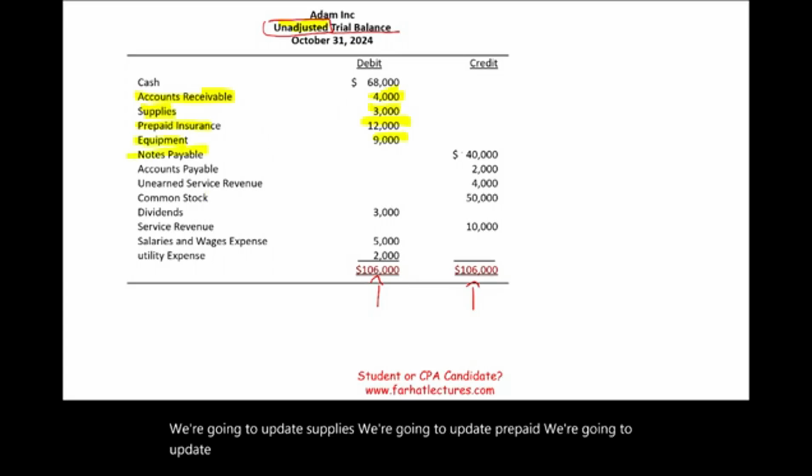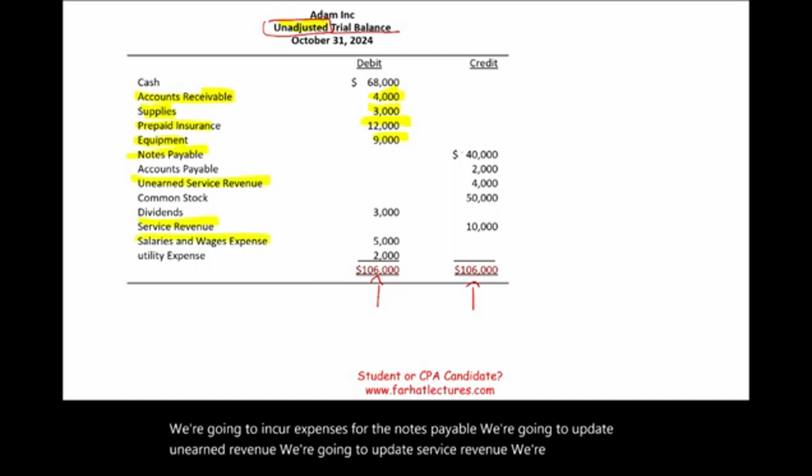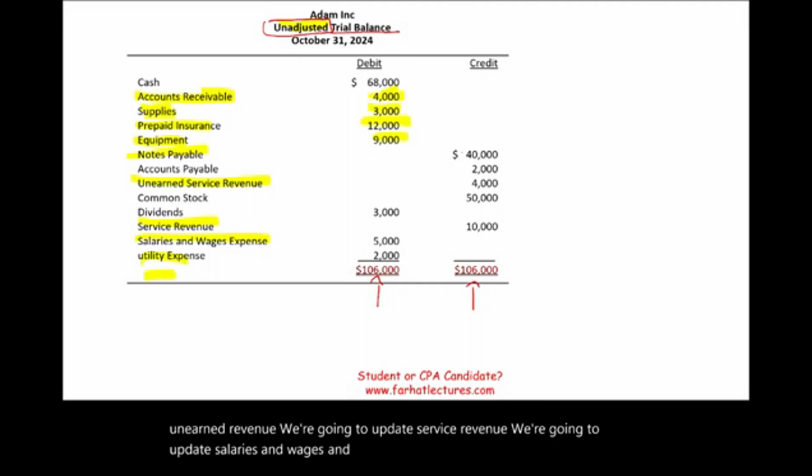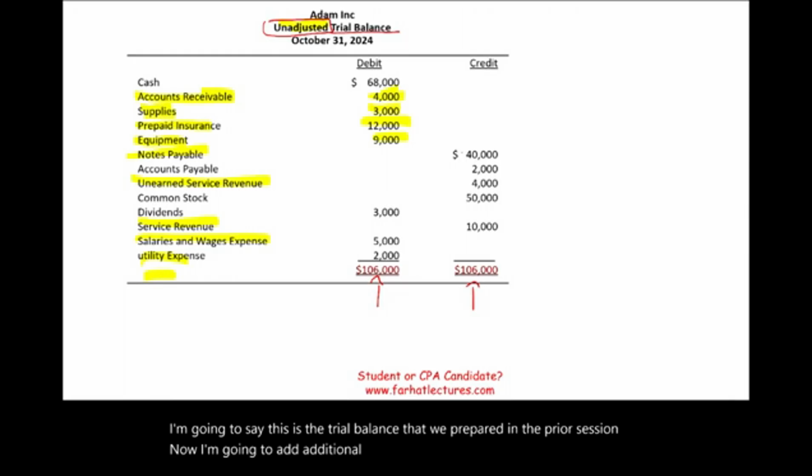We're going to incur expenses for the notes payable. We're going to update unearned revenue. We're going to update service revenue. We're going to update salaries and wages, and maybe add 1 or 2 more expenses. So in the next session, I'm going to say, this is the trial balance that we prepared in the prior session. Now I'm going to add additional information to show you how to prepare the 4 types of adjusting entries.